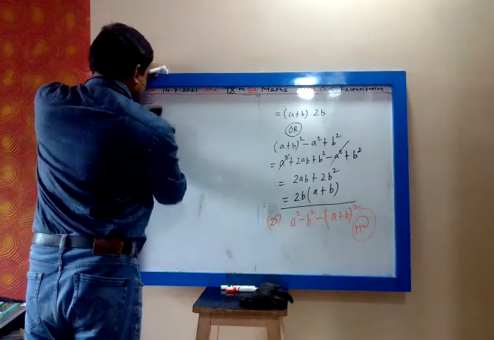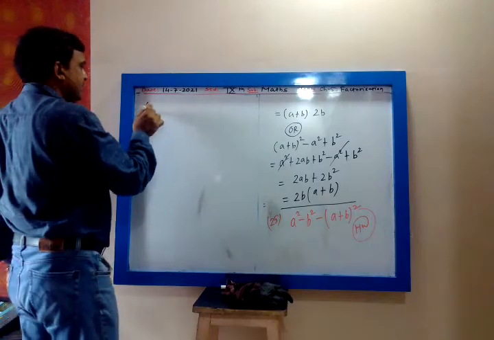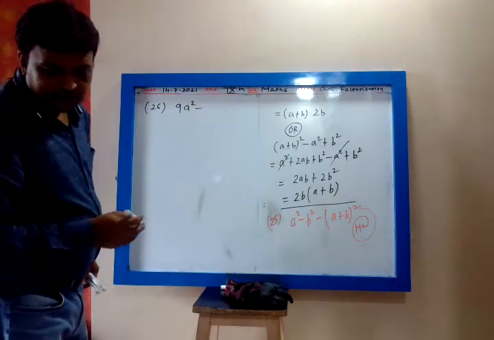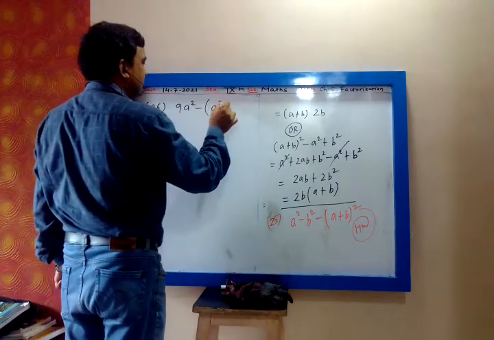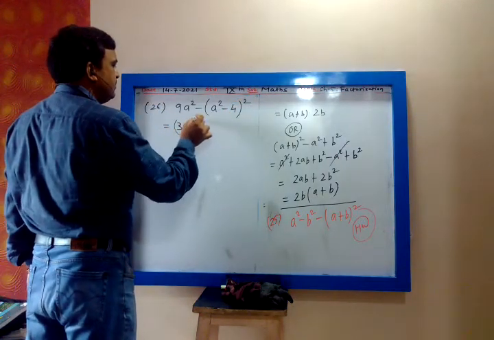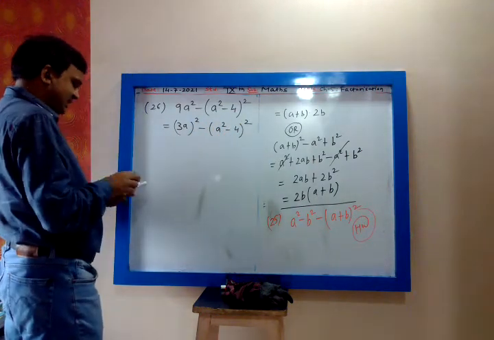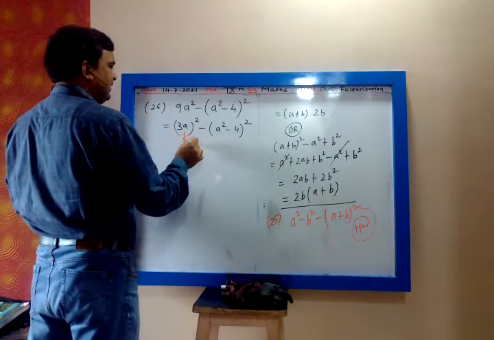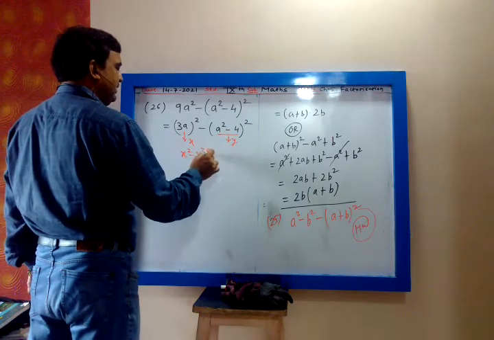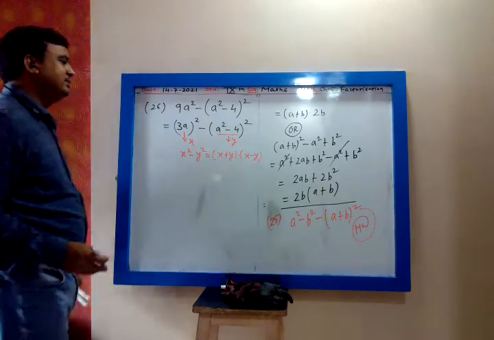Now 26th: 9a square minus (a square minus 4) whole square. 9a square I can write as (3a) whole square minus (a square minus 4) whole square. So you can consider 3a as x, a square minus 4 as y: x square minus y square. X square minus y square is (x plus y) into (x minus y).